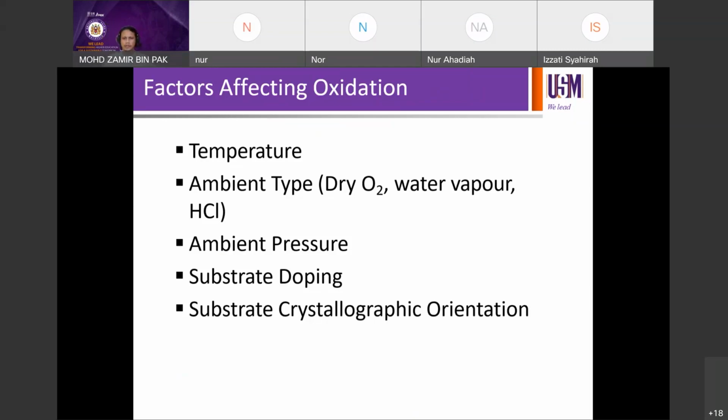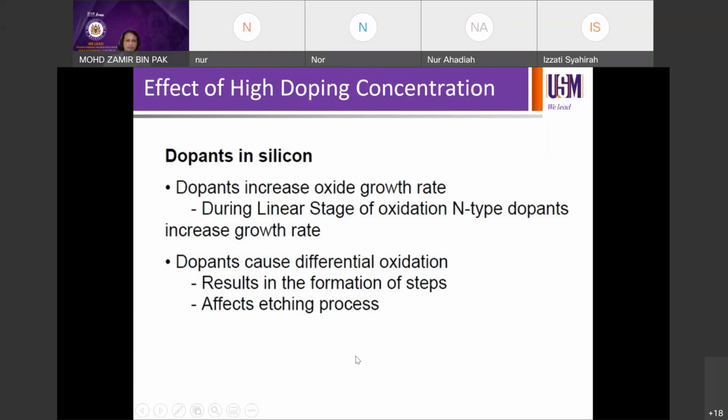If you run your process at different pressures, for example, that's going to change the oxidation rate. Then substrate doping of your wafer: if you run one wafer with 10 to the 14 per cm cubed doping level, for example, and another wafer at 10 to the 19, then you're going to see some difference in the oxidation rate. And also substrate crystallographic orientation. We've seen this just now in our linear rate and parabolic rate constant graphs, the negative slope one. So you've seen the difference between 101 versus 100. Okay. So let's look at the dopant, the high doping concentration effect.